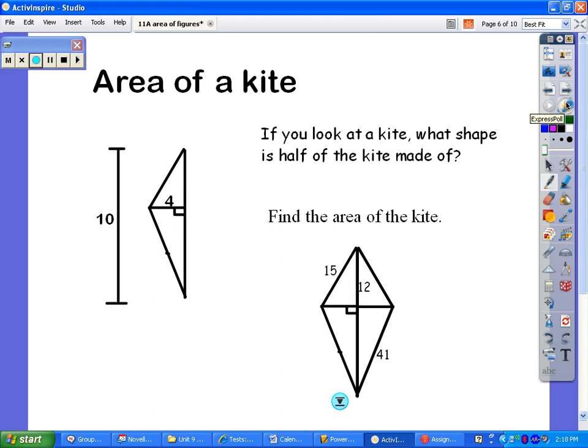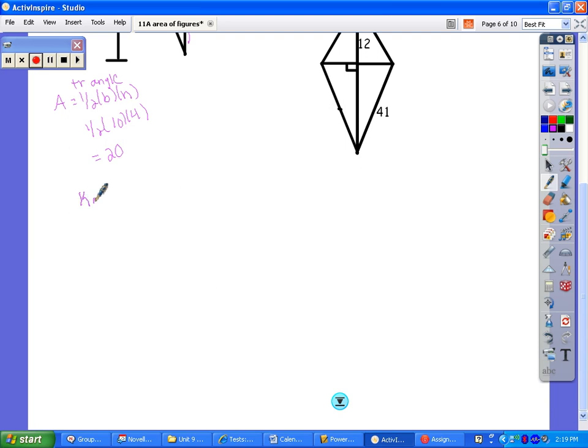Then a kite. This is another one that's not on the formula sheet. But if we look at just half the kite, it makes a triangle. And so for a triangle, we can use 1/2 base times height. So the area of the triangle in this case would be 1/2. The height would be your right angle, so it would be 4, and your base is the side that's perpendicular, so that's 10. So our area of a triangle would end up being 20. Now to find the kite, we would just take that area and multiply it by 2, which is 40.